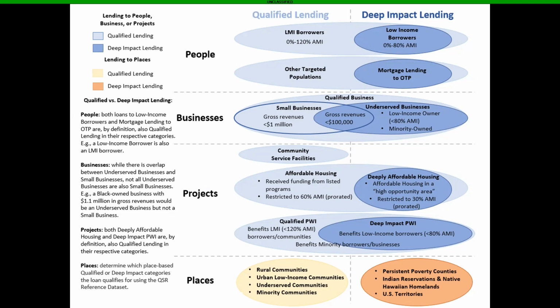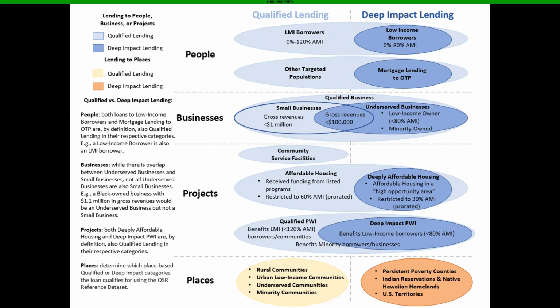The same is true of mortgage lending to other targeted populations, being a category which is a subset of other targeted populations. So if you have a loan which is mortgage lending to OTP, that loan would count for both the mortgage lending to OTP and the general qualified lending category of other targeted populations. If you look down at projects, this is also true for affordable housing and deeply affordable housing, as well as qualified PWI and deep impact PWI.